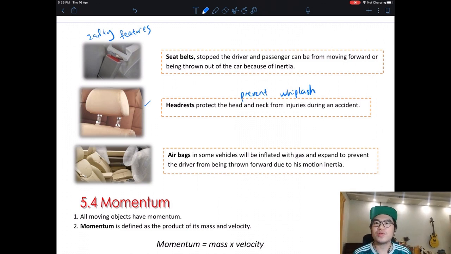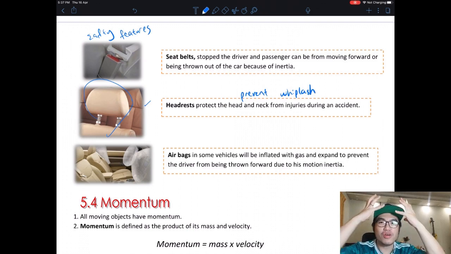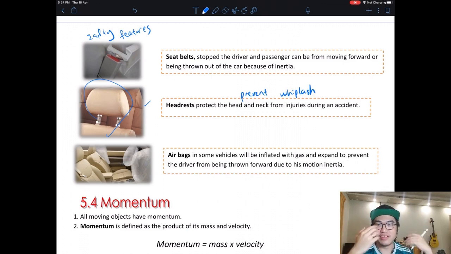I have a student who told me that his grandpa died because of a whiplash injury, because old cars don't have this headrest. So now this is a necessity. A car that doesn't have a headrest cannot be sold because it's dangerous. That's why if you look at F1 drivers, they wear a helmet and have a very big headrest attached to the helmet.